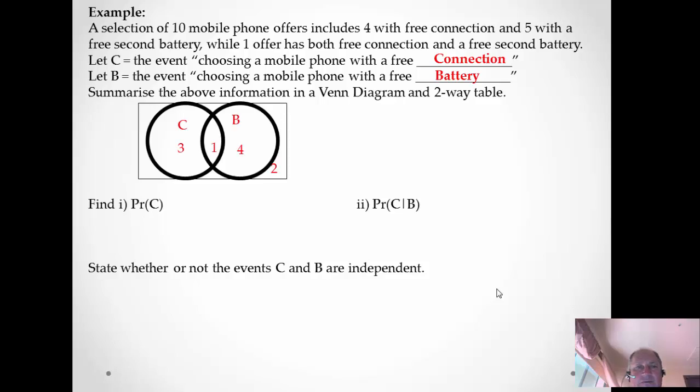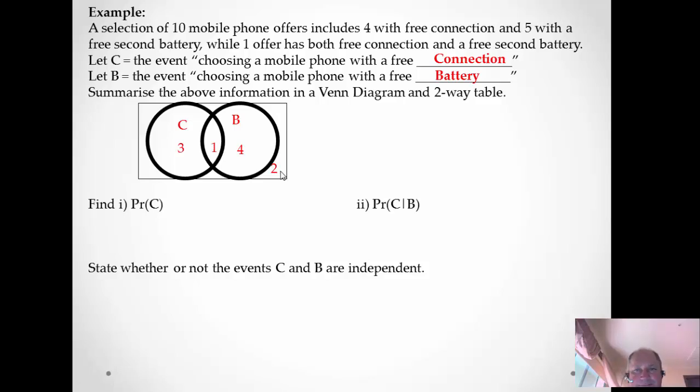So the Venn diagram will look like this. There's 10 in total: 3, 1, 4 and 2 add up to 10. 4 with a free connection, there's 4 in the circle of C. There's 5 with a free battery, 5 in the circle of B. 1 offers both, so therefore that has to be 4 and that has to be 3. That only adds to 8, so there must be 2 mobile phone offers without a free connection and without a free battery.